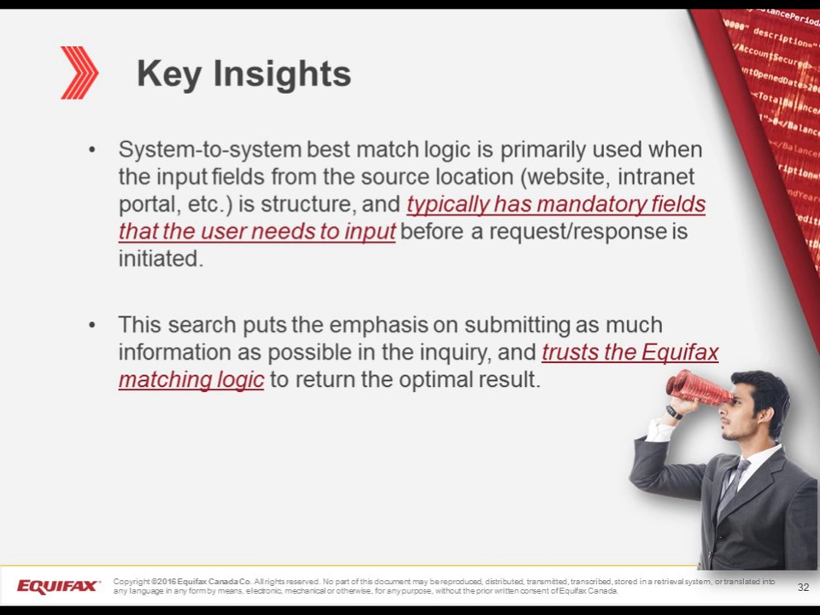So what are the key insights here? When leveraging the system-to-system connection for best match, it's strongly suggested that the system of origination has a mandatory field requirement for the user entering information into the system, essentially locking out the sending of limited information. This forces the user to dig deep into the business identity prior to submitting it through for processing. And as implied, the trusting of Equifax match logic is set up in order to reduce the interaction required in the process and to keep the credit inquiry as automated as possible.